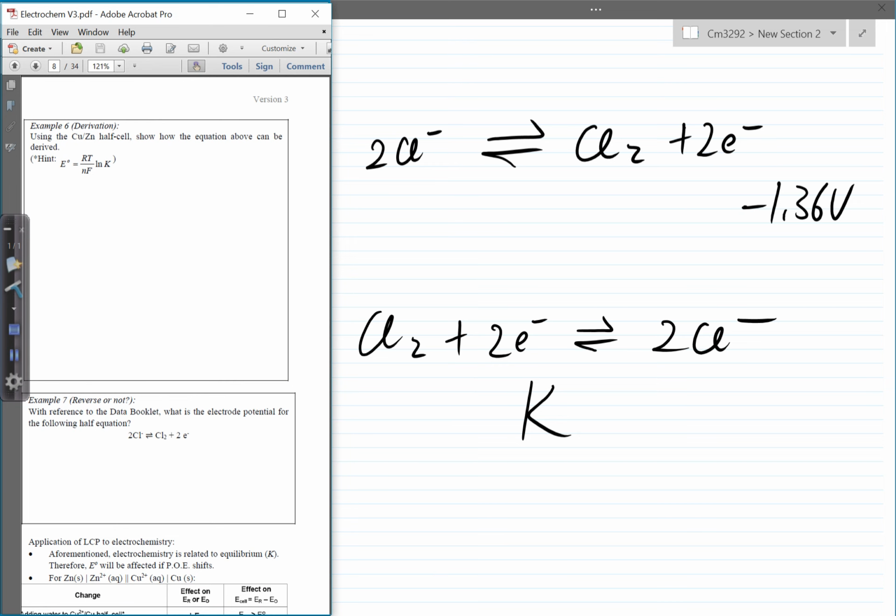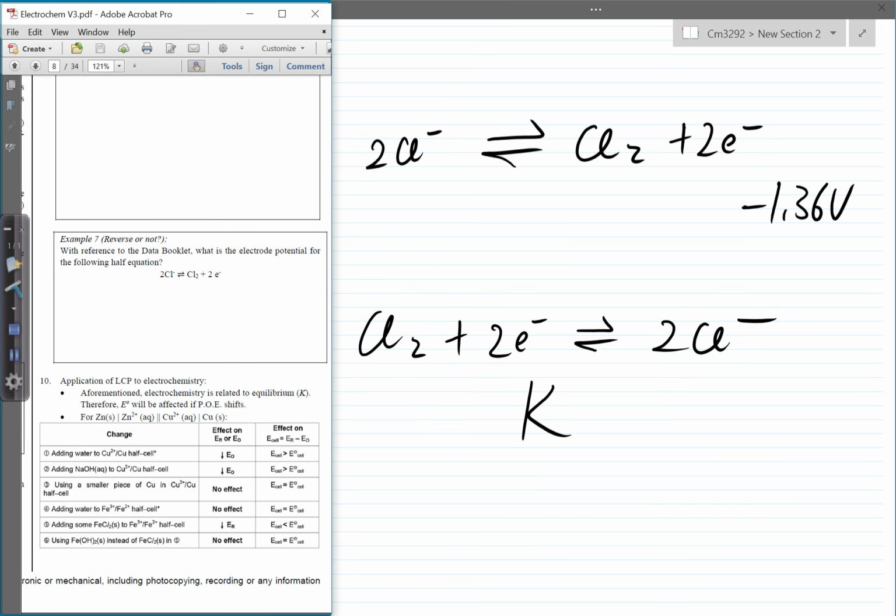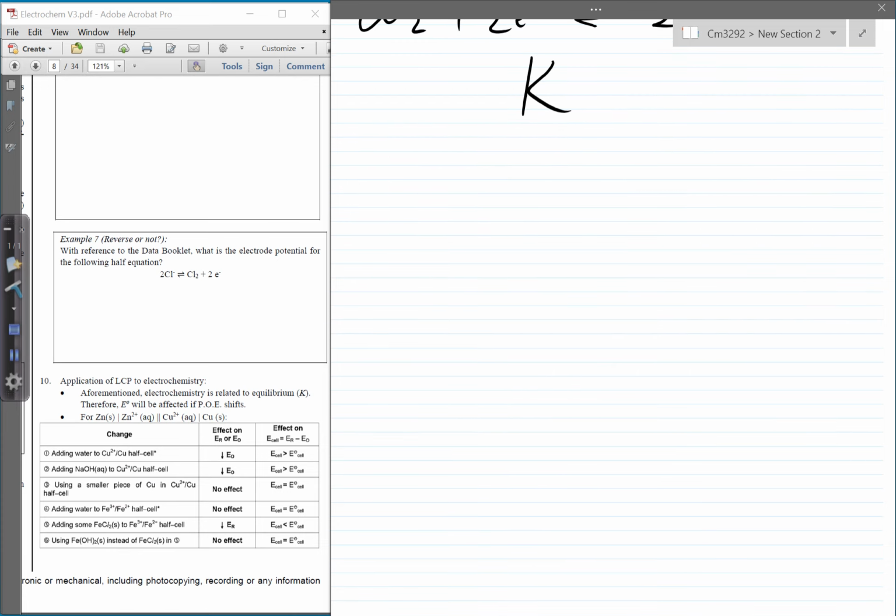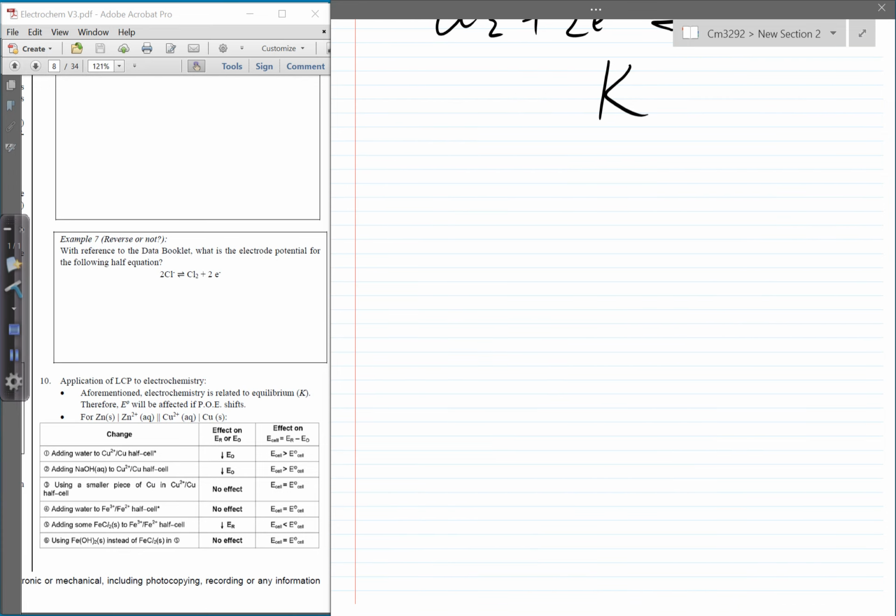Okay, so the next part, application of your LCP principle to electrochem. As aforementioned, electrochem is related to equilibrium K, therefore E naught will be affected if the position of equilibrium shifts. So for this zinc system, I use it as an example. If you add water to the Cu2+/Cu half cell, your E naught will decrease basically. Why will it decrease? Because this is 0.34. If you add water, this becomes diluted. This one is unaffected because it's solid. Position of equilibrium shifts to this side, this will become less positive.